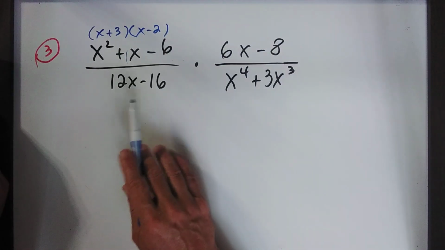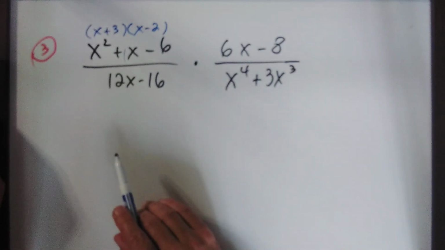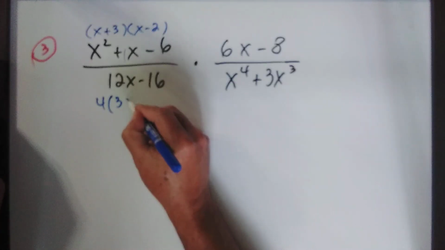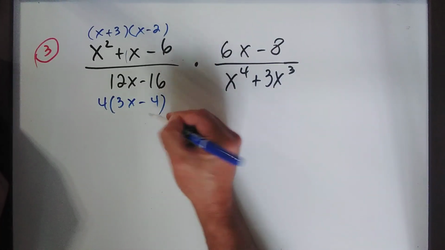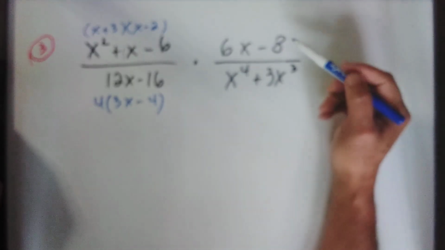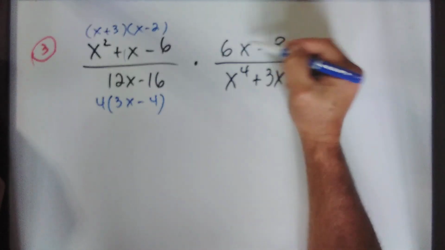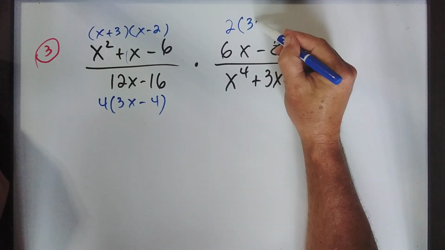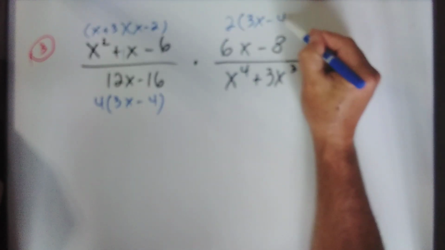This denominator, the only thing possible to do there is take the greatest common factor, which is 4. So I'm gonna put 4. What goes inside the parentheses? 3x minus 4. Same thing over here. GCF, what goes into both? 2, and 3x minus 4.